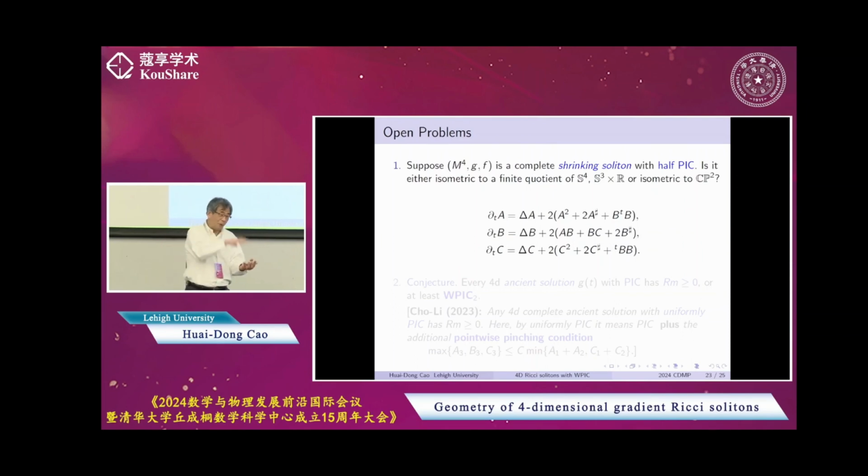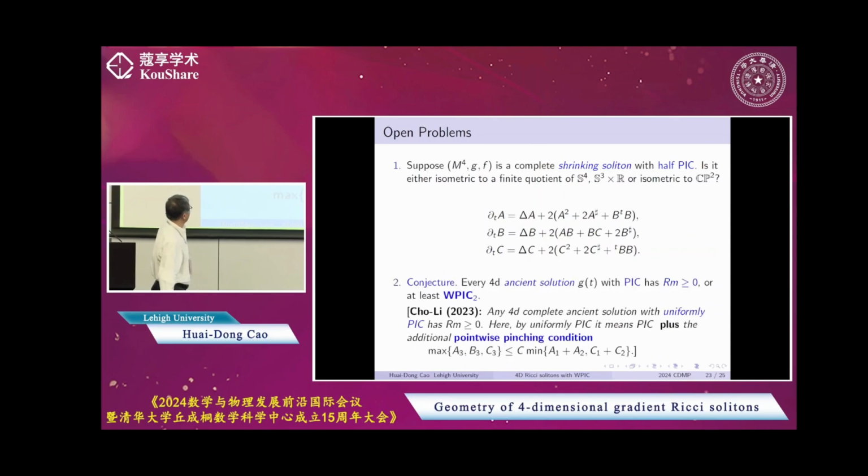And then the conjecture is an extension of Bing-Long Chen's result in 3 dimensions. If we assume it's PIC, maybe there's a 4-dimensional Hamilton-Ivey pinching version, saying the curvature operator has to be non-negative, or at least the sectional curvature is non-negative, and then Hamilton's result would apply. That would be mostly enough for doing the classification.